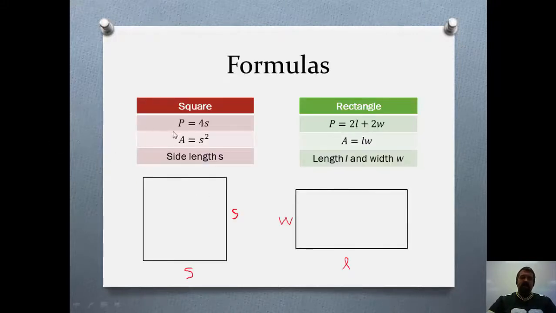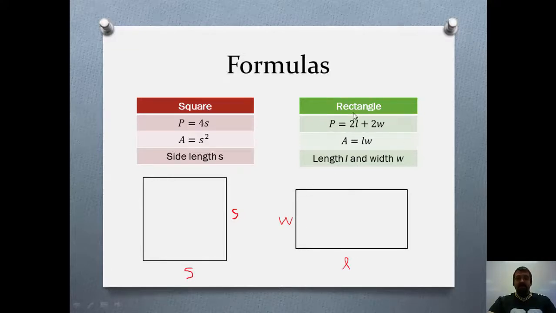Alright, the formulas. For a square, this capital P represents perimeter. This lowercase s represents side length. So perimeter equals 4 times the side length. If I would do s plus s plus s plus s, well, when I add up 4 s's together, I will get 4s. So perimeter equals 4 times the side length. Area, on the other hand, it's always going to be base times height, or in the case of a square, side squared.